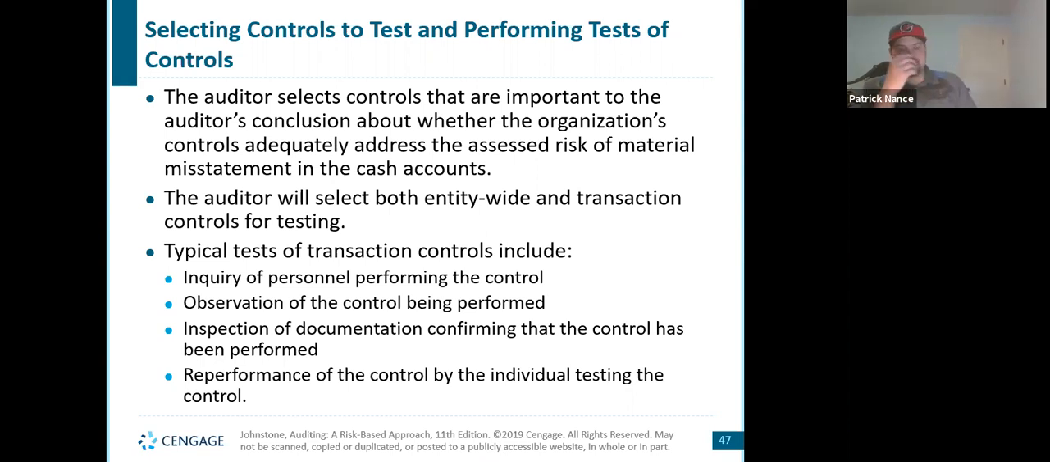So effectively, this is not only like walkthroughs and reperformance, but also inspecting documents. If there are sign-offs, whatever the type of control is, not only making sure that that's being done, but even observing it being done, showing the documentation that it's being done, and even just confirming reperformance. Sometimes just confirming that the people who are doing it actually know what the control is and what it is they're doing.